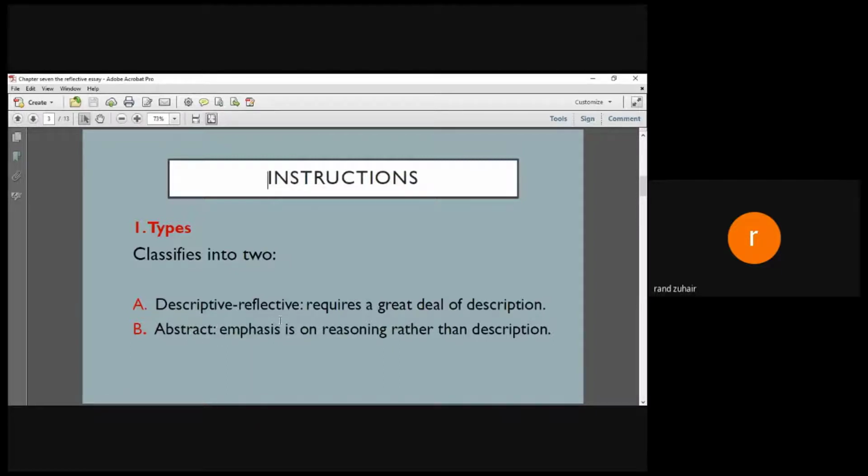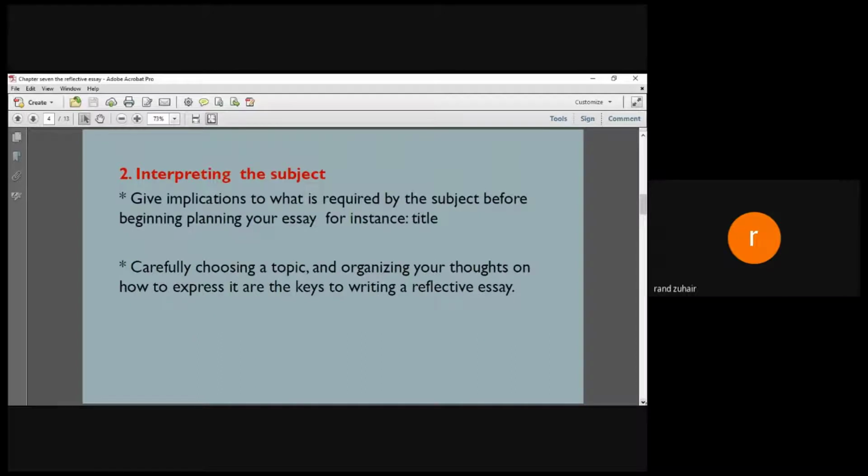In descriptive reflective, the writer is going to describe things or to describe other materials, for example, or anything which is related to description requires a great deal of description. And in abstract, the second type, the emphasis is on reasoning rather than description. The writer is going to emphasize reasoning rather than description. Also, we have number two, interpreting the subject.